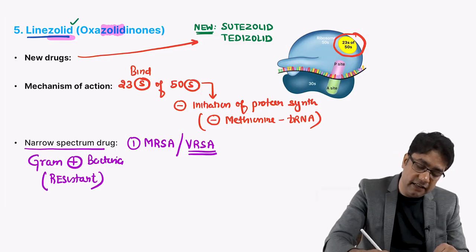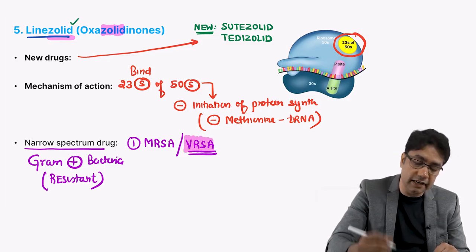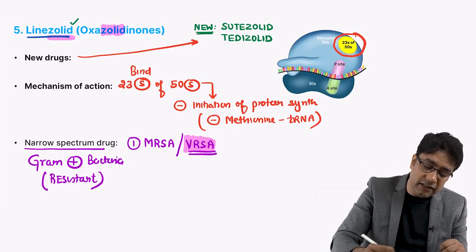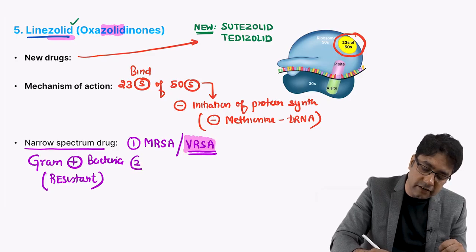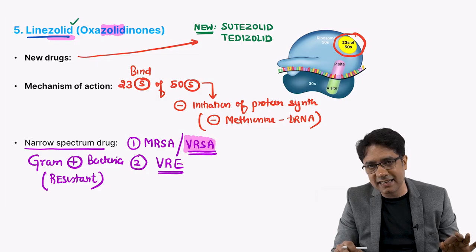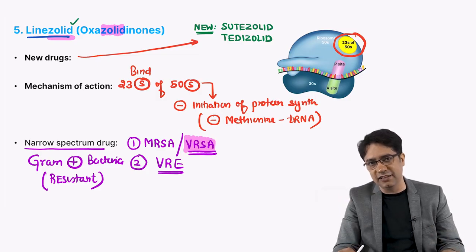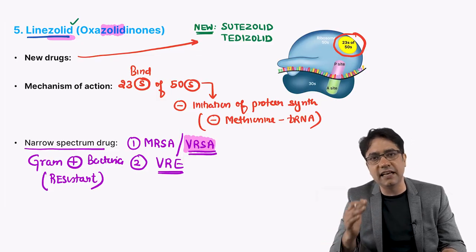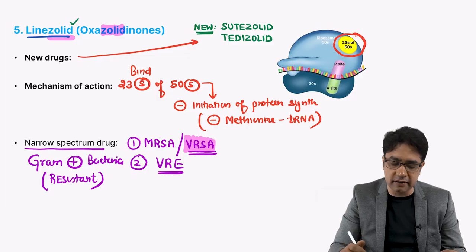So for VRSA, we give linezolid. But yes, it is also effective in MRSA. Second, similar to VRSA, we will write VRE. VRE stands for vancomycin resistant enterococcal infection. Staphylococcus VRSA, vancomycin resistant enterococci, give linezolid.